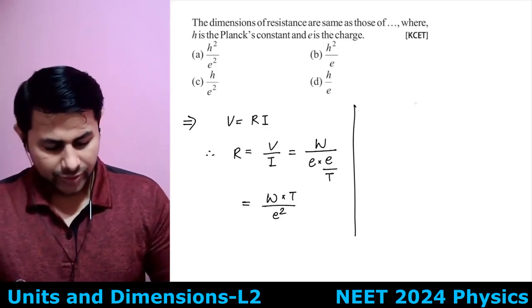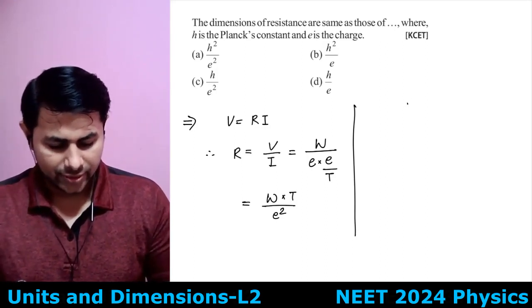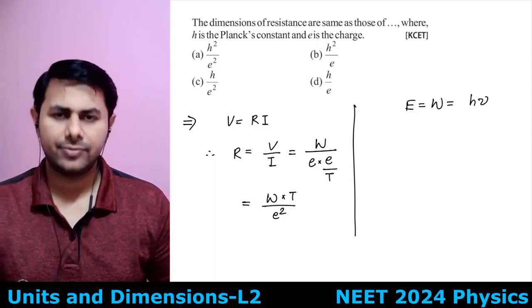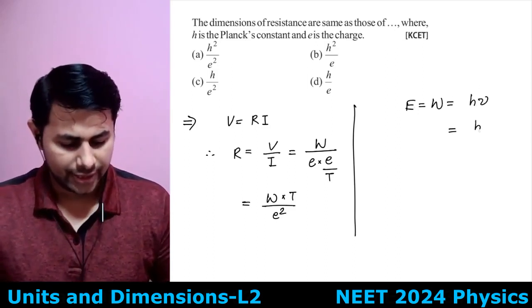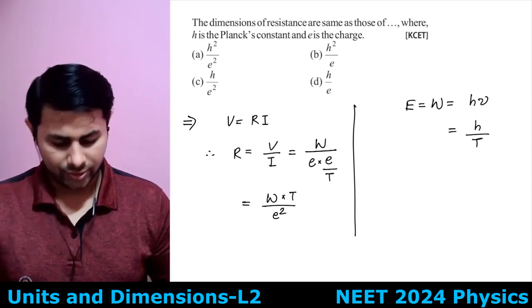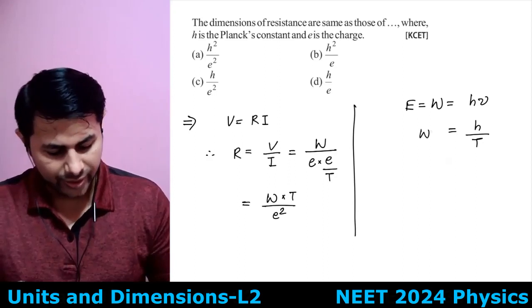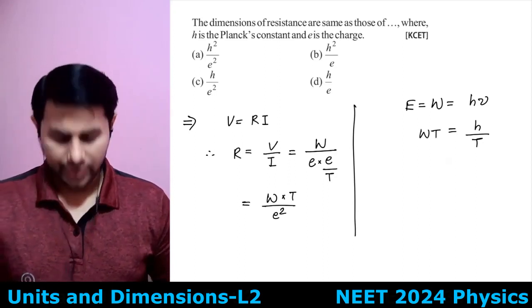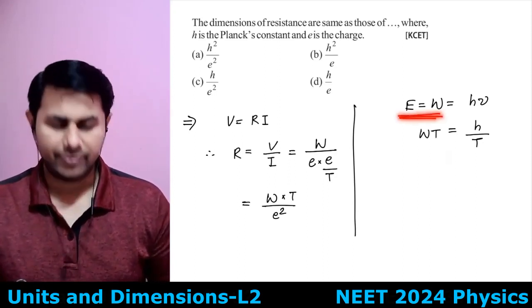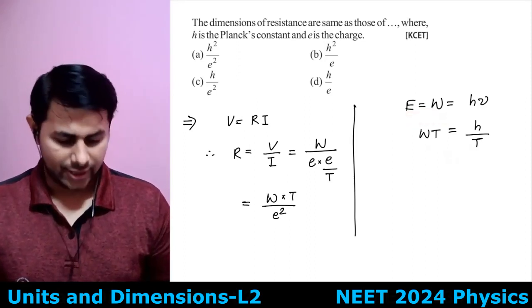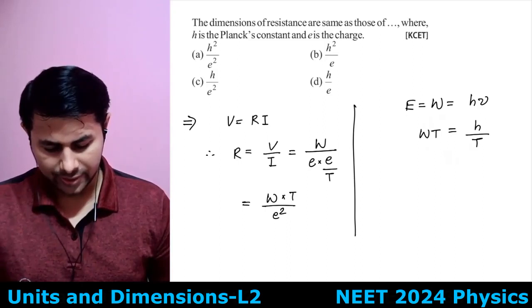See, we know about the Planck's constant. So energy or work is equal to what? H nu, or it is equal to H upon T. Okay, so if you take this T on left hand side, what do you get? Work times T. Dimensions of work and energy are same. So energy of a photon is equal to H nu. Yes, it will be option C.